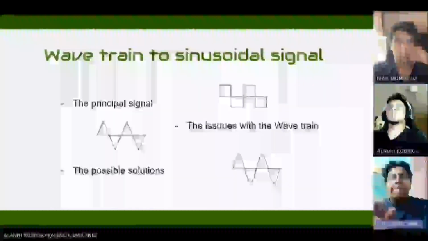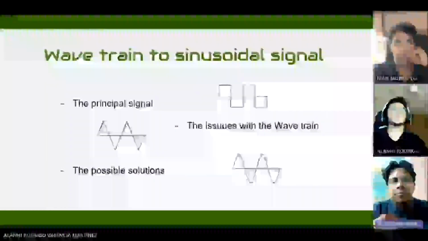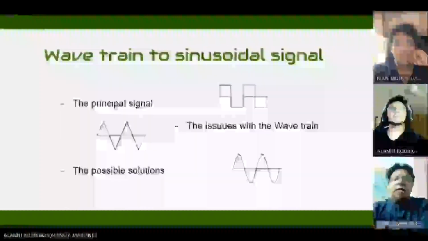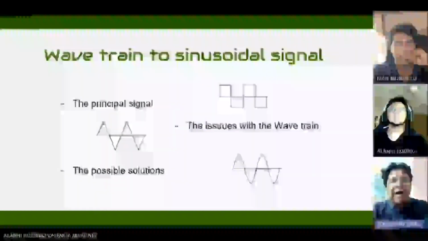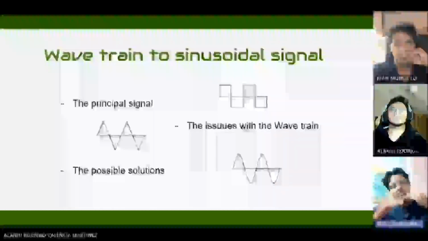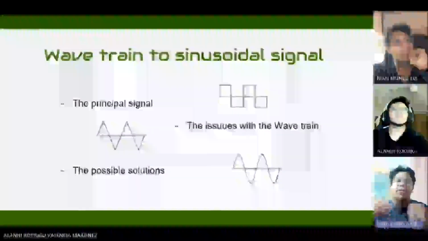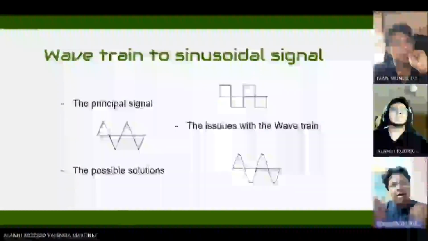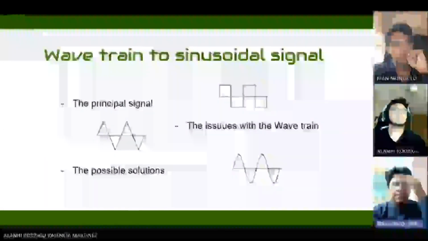Okay. I'm going to explain some issues in the process to convert the wave train to a sinusoidal signal. As my partner Alani mentioned, we have a square wave train, and what we were trying to do was convert that signal into a sinusoidal one. That's where some issues arose during the conversion process.